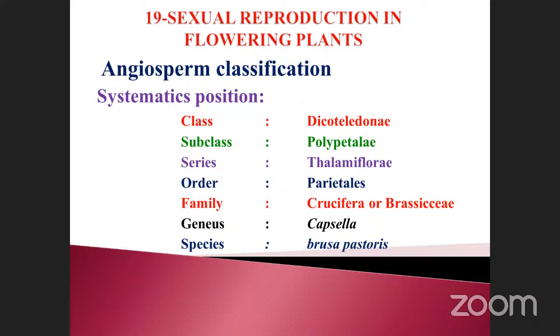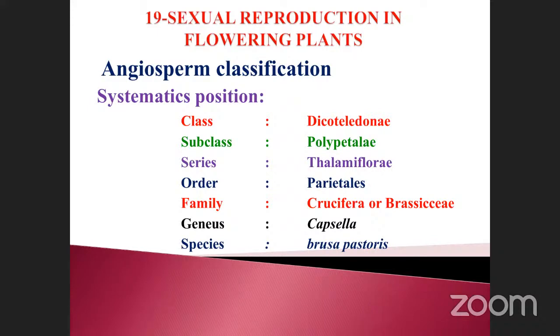Family Cruciferae or Brassicaceae. Cruciferae is the family. Genus Capsella. Species Bursa-pastoris. This is very, very important. So many times they have asked it. For the angiosperm classification, particularly Capsella, they may ask which series, which subclass, which order, which family it comes under, like that.